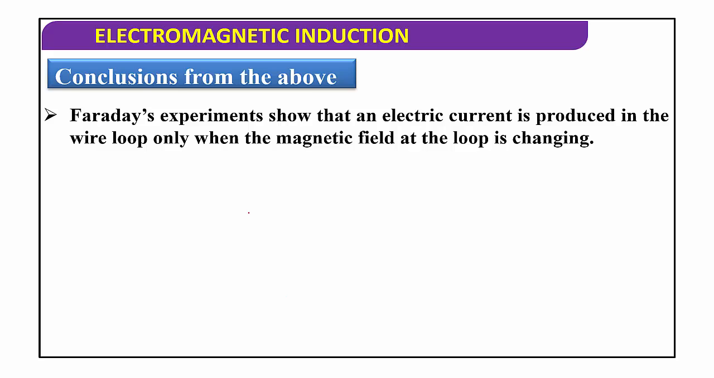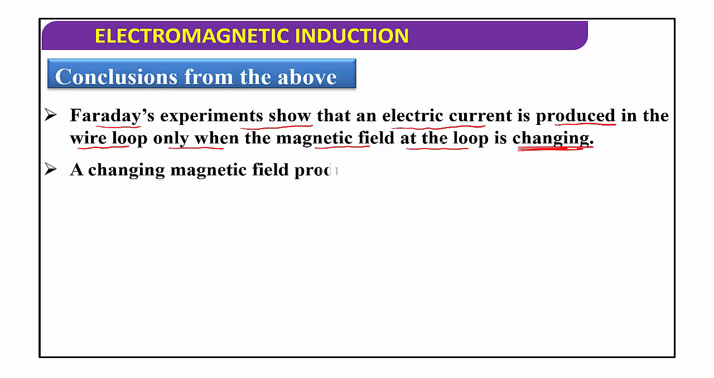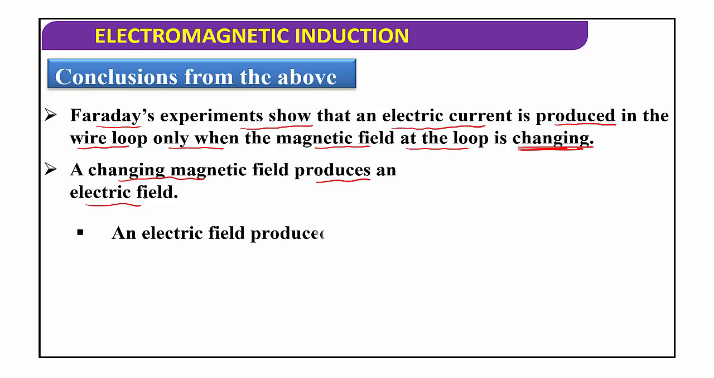The first point, Faraday's experiments show that an electric current is produced in the wire loop, means in the closed circuit, only when the magnetic field at the loop is changing. This is very important. Faraday's experiments show that electric current is produced in the wire loop only when the magnetic field at the loop is changing. Then second conclusion, a changing magnetic field produces an electric field. When the magnetic field changes, then it will produce an electric field.